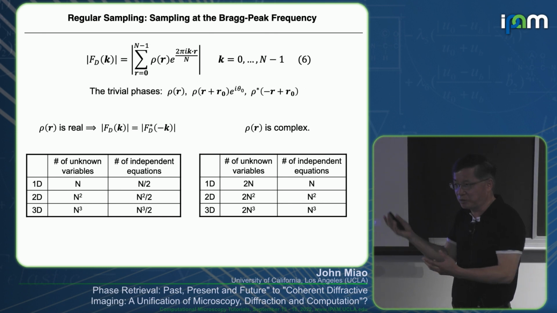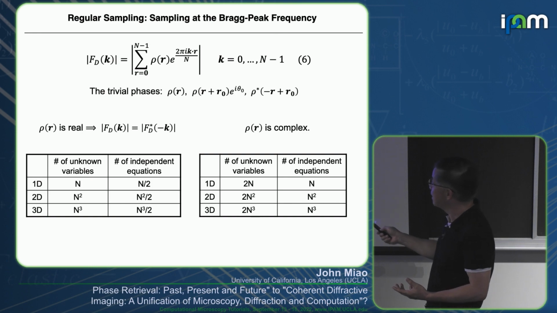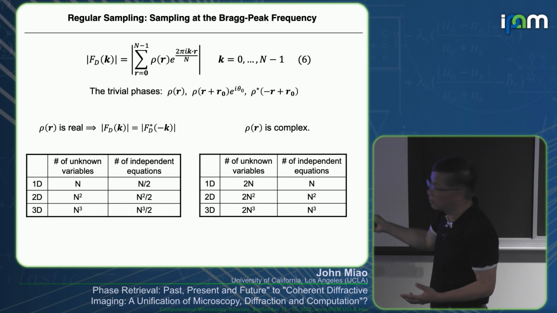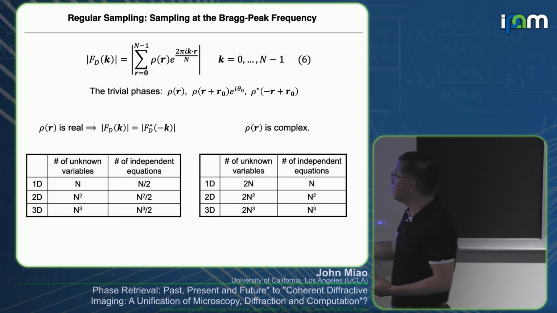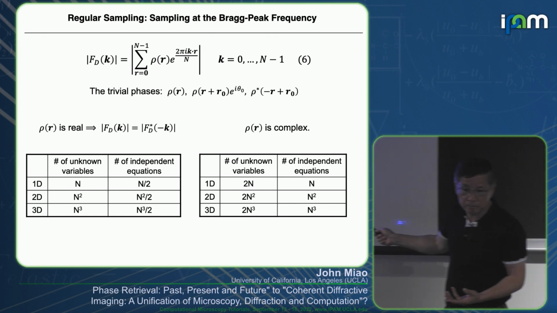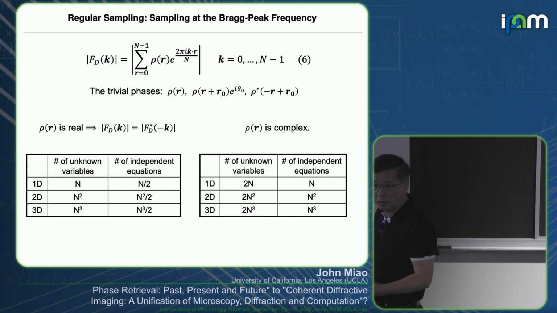Right? This is actually very trivial. This is called trivial phases. And you can shift this rho and you will get the same result. Right? And now let's just say rho is real. Then this should be centrally symmetrical. Okay, they have Hermitian symmetry.